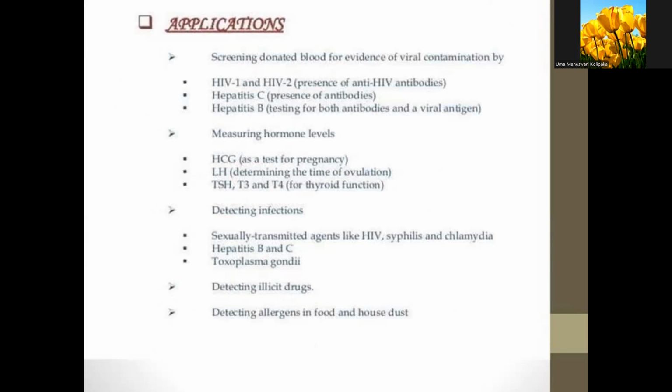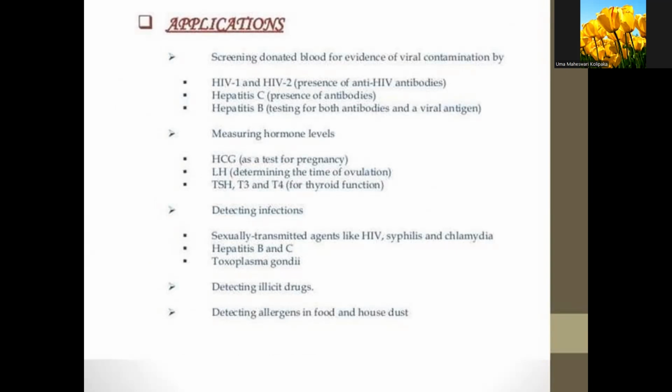Applications: a number of applications are there. We can detect the antigen or antibody, that is, literally we can diagnose the disease. Screening donated blood for evidence of viral contamination by HIV-1, HIV-2, hepatitis C, hepatitis B. Measuring hormone levels, we can measure hormones. HCG, human chorionic gonadotropin, that is, the pregnancy test kit, is based on the principle of ELISA. And luteinizing hormone, we can detect with the help of ELISA. TSH, thyroid stimulating hormone, T3, T4, we can detect with the help of ELISA.